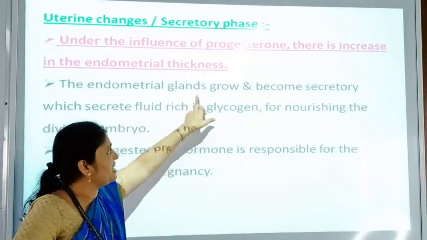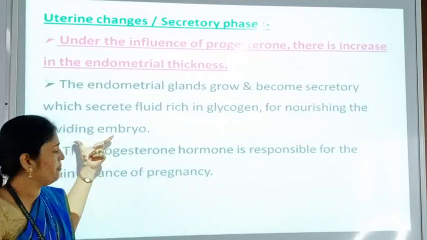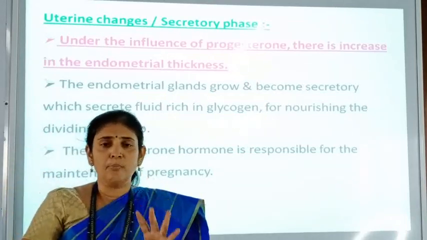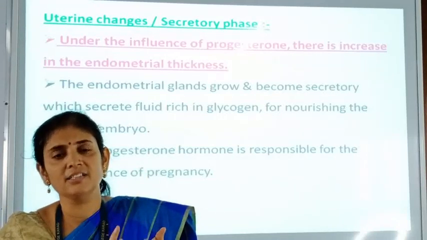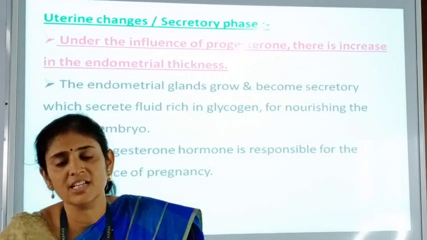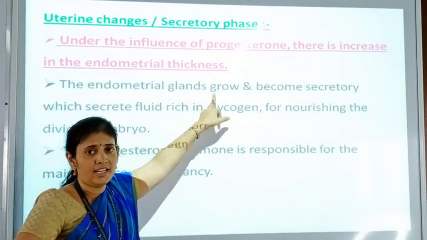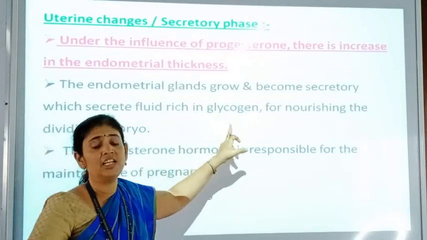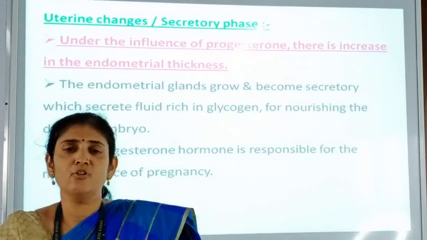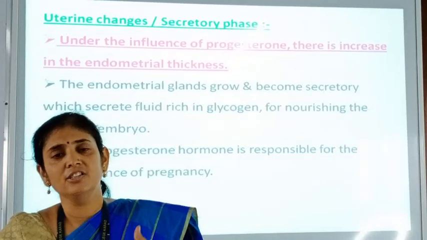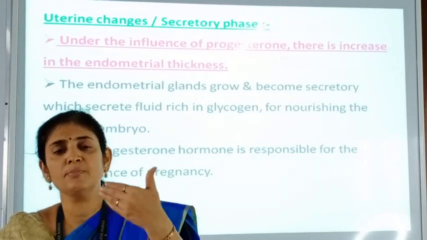So here endometrial glands grow and become secretory, and they are secreting fluid rich in glycogen for nourishing the dividing embryo. So suppose there is pregnancy conceived, the embryo is formed, and to nourish the embryo, म्हणजे त्या गर्भाला अन्न देण्यासाठी किंवा त्याला नरिश करण्यासाठी, त्याला वाढवण्यासाठी एंडोमेट्रियम वॉल, जी वॉल आहे तिथं जे ग्लँड्स आहेत, त्या एंडोमेट्रियल ग्लँड्स वाढल्या जातात. And they are secreting a fluid which is rich in glycogen, because glycogen is the food material source for that dividing embryo. So here these endometrial glands are growing very fast, and they are secreting glycogen rich fluid, and that is nourished to the developing embryo if pregnancy has occurred.